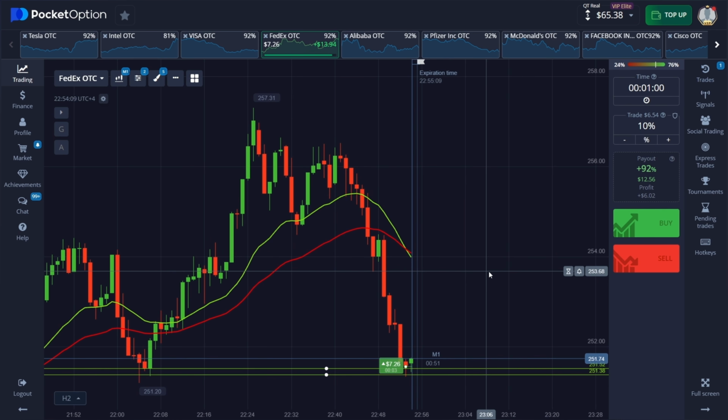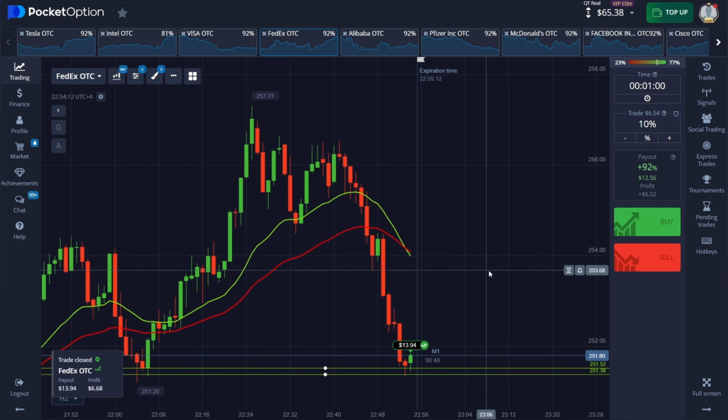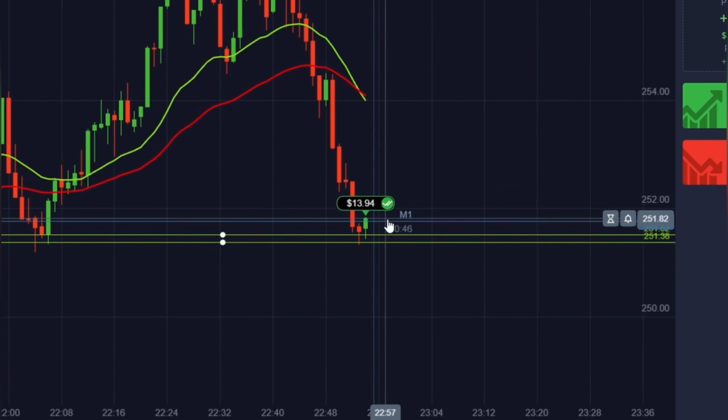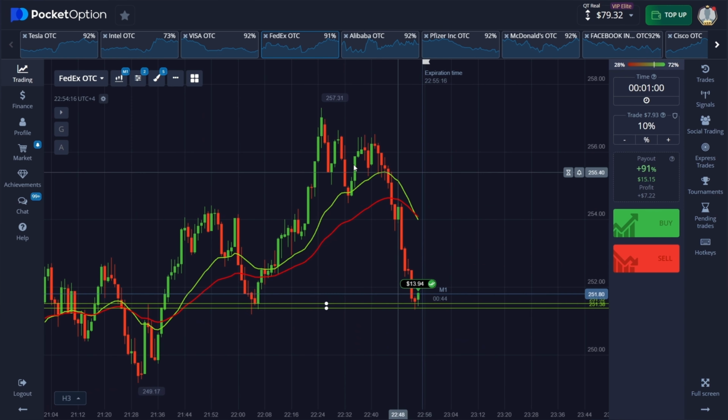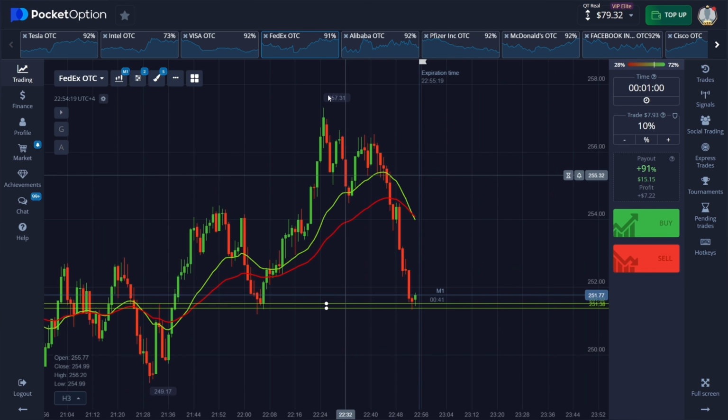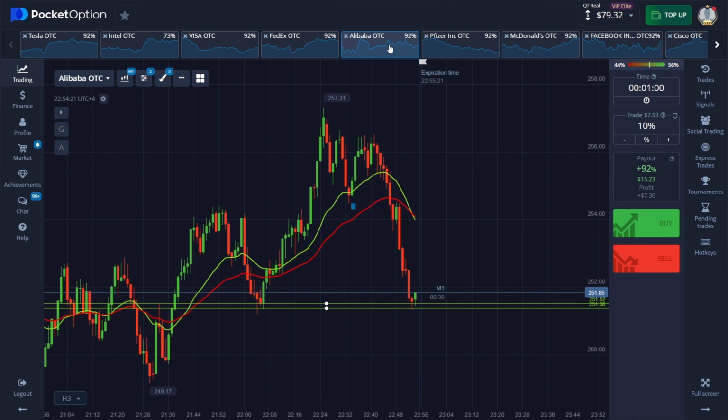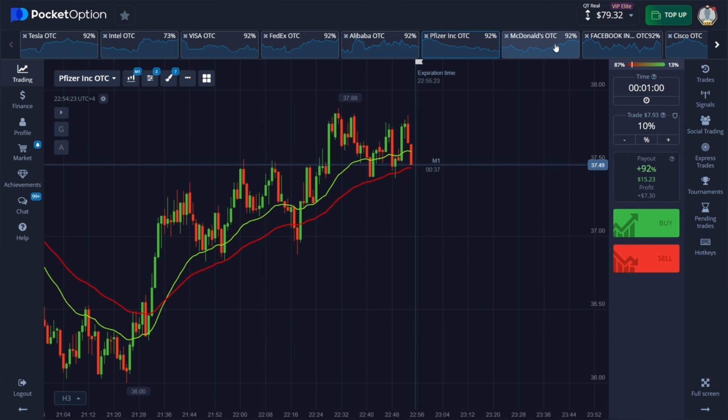The candle closed above the level, so now it appears to be a good one, and it's a win. We won another trade. Great. As I said, we just needed one green candle, and it came through. Let's find another trade on the OTC market for the 1-minute time frame.